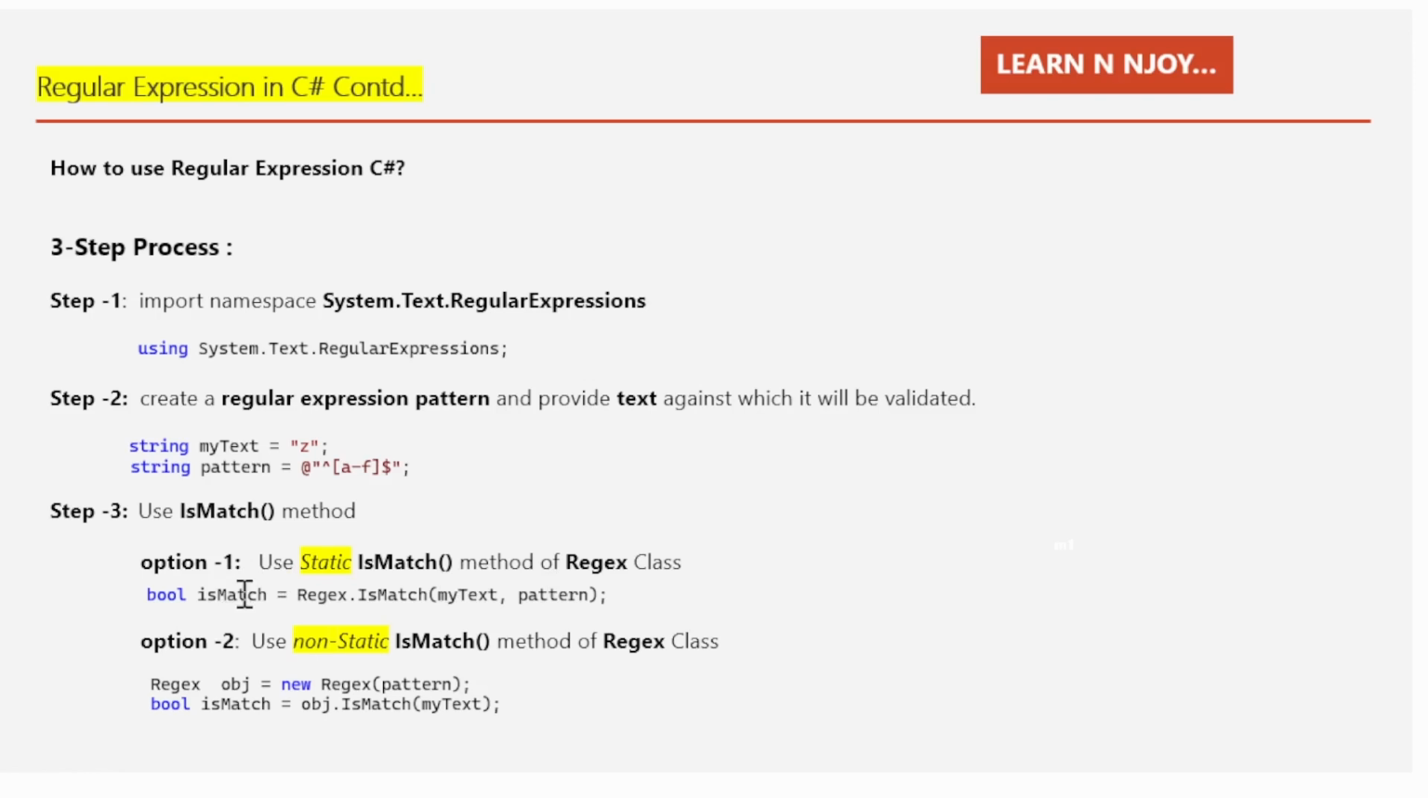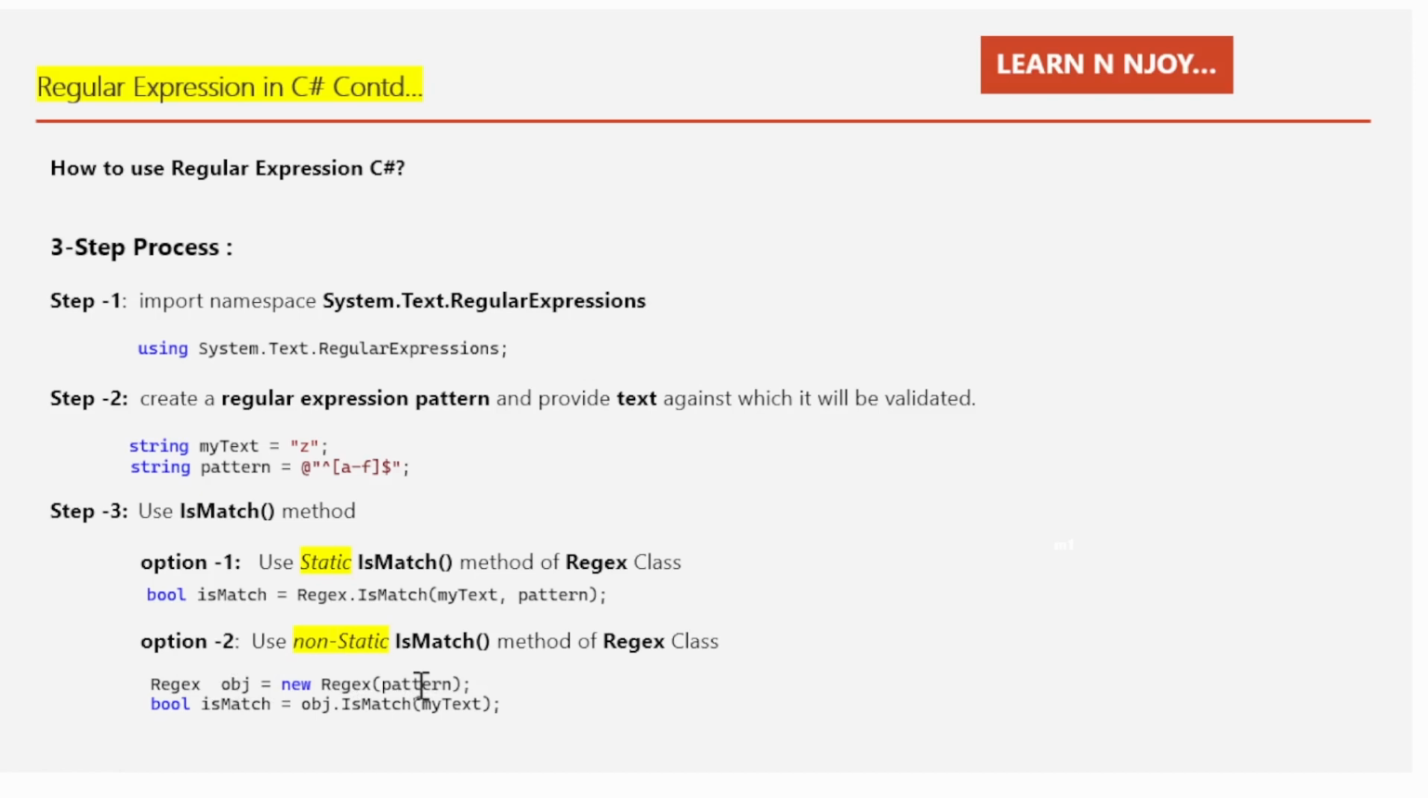Okay. Now let's see option number two. Here we are going to use the non-static isMatch method of the Regex class. For that, we need to create an instance of the Regex class. How are we going to create an instance? We need to write Regex obj is equal to new Regex, and then we need to pass this pattern to it.